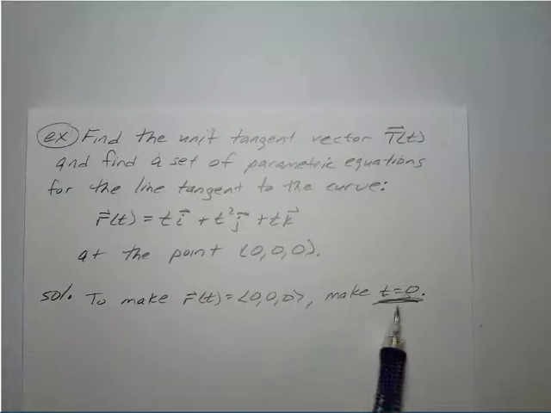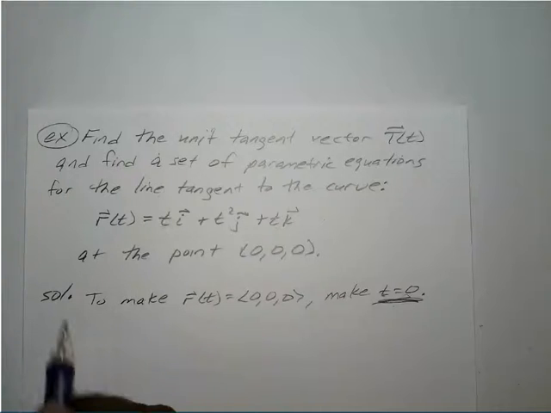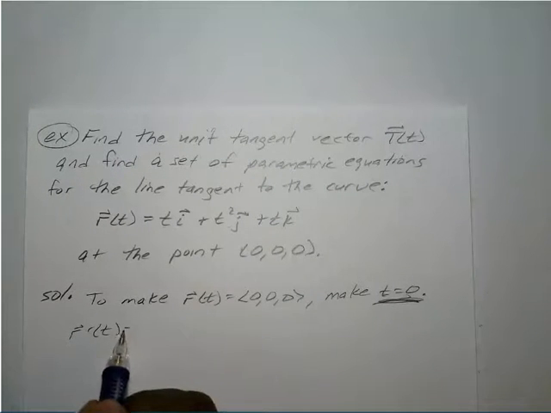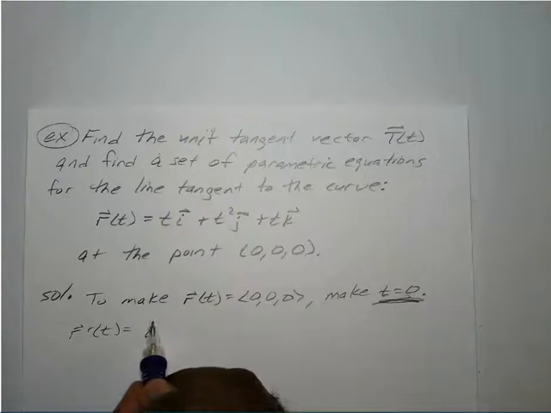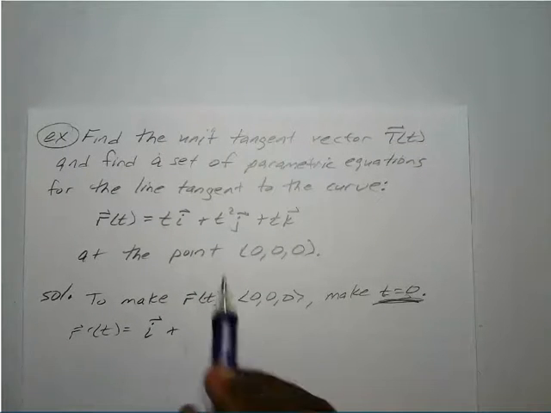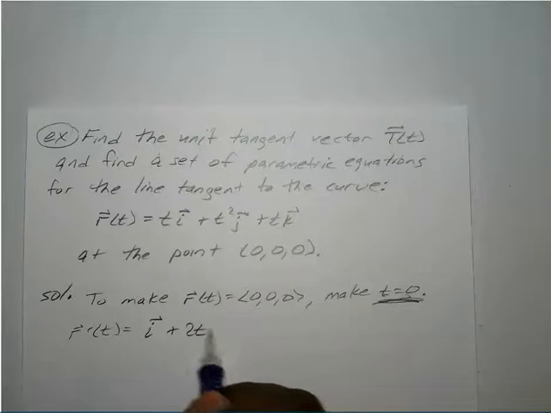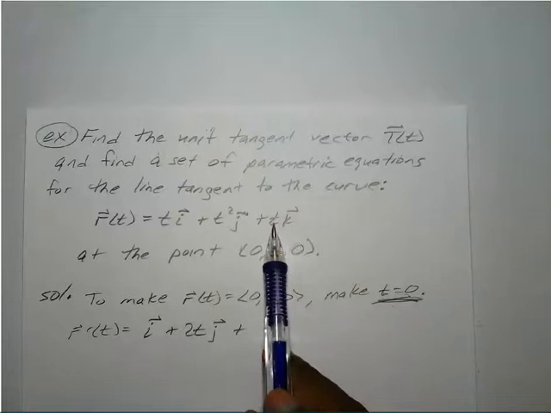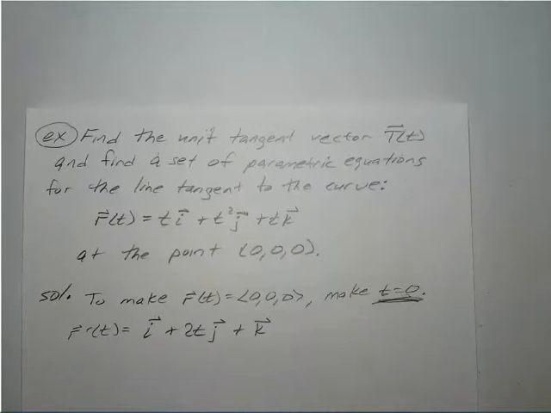Okay, now we're going to use that in a second, but first we have to find our r prime of t. Okay, so derivative of t is just 1, so that leaves us with just our i vector. Plus derivative of t squared is 2t, so you have 2t times your j vector. Plus derivative of t is just 1, so you have your k vector.